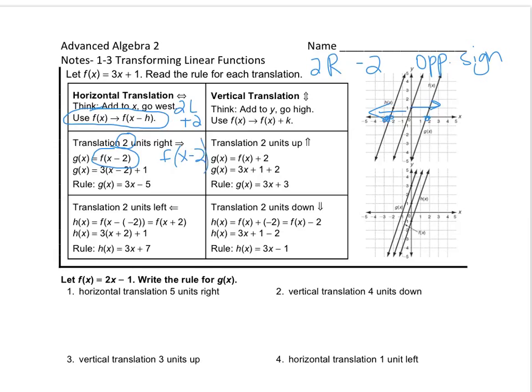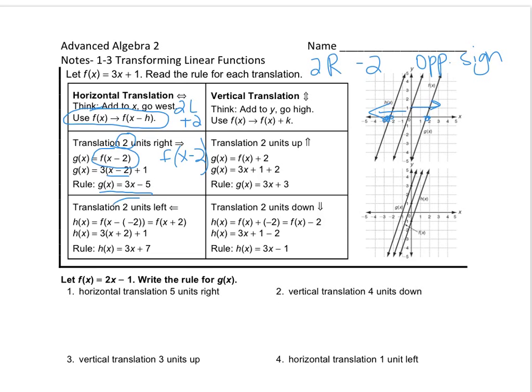When you go ahead and do that, and we go back to our function here, we are going to be plugging in x -2 in place of where x would be located. So it would be 3 of x -2 plus 1. When we do the math and simplify, you're going to distribute and combine like terms, and we end up with 3x - 5.